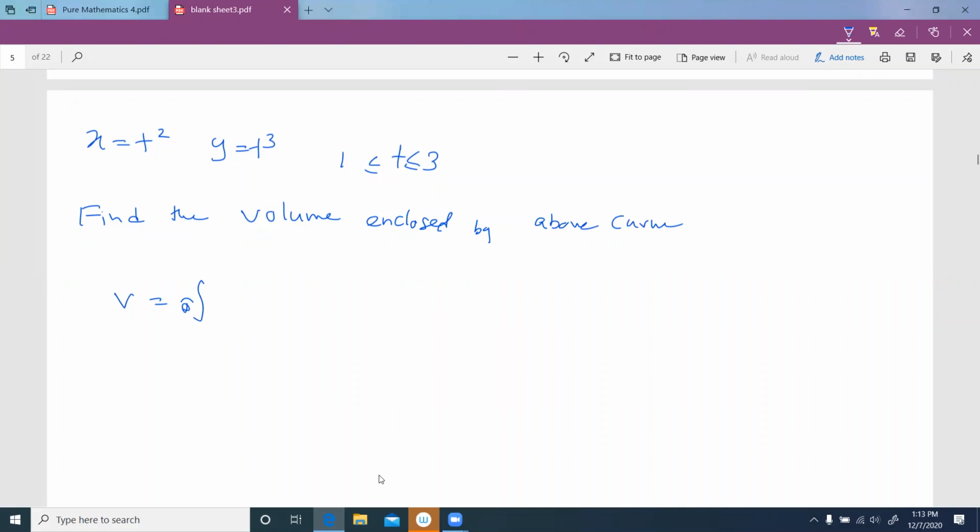So you can write volume equals pi integration of y squared dx. We cannot put these boundaries here, because they are the boundaries for t. Only after replacing the variable with t can you put these boundaries in. So it turns into pi integration of y squared. y is t cubed, so this is t cubed squared dx. It's not a function of x, therefore it's t to the power 6 times dx over dt into dt.